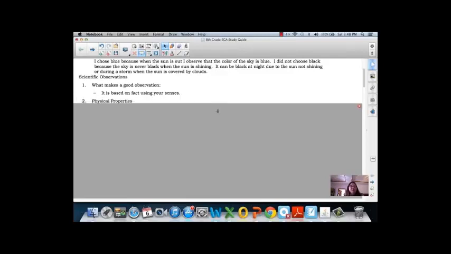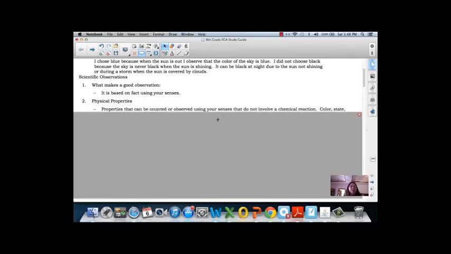So physical properties are one good type of scientific observation. Physical properties can be counted or observed using your senses, and they do not involve a chemical reaction. So things like color, state, is it a solid, liquid, or a gas, its size, its hardness, its luster, its flexibility. We did a lot of physical properties when we studied chemistry.